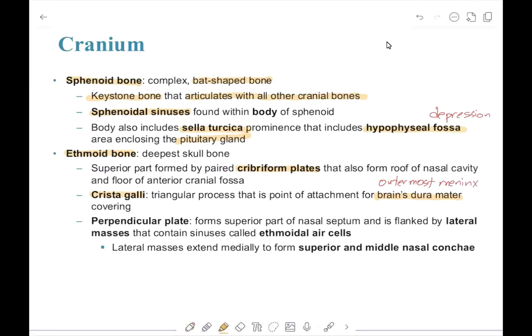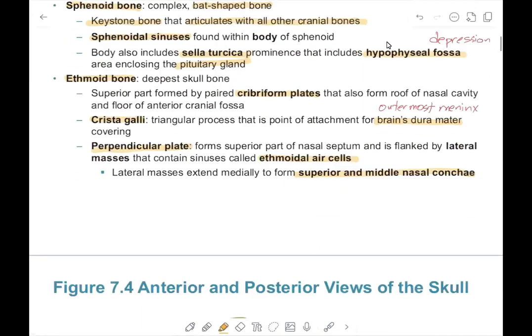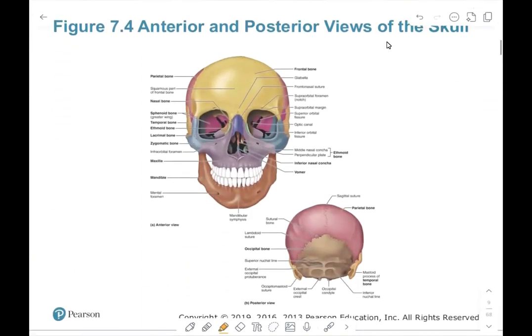There's also what are called perpendicular plates that are flanked by lateral masses, and there's ethmoidal air cells. So there's another cavity or sinus in here as well. And then there's the superior and middle nasal conchae. So we see those images on our diagram here.